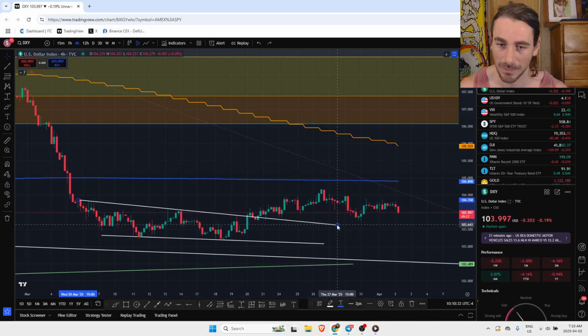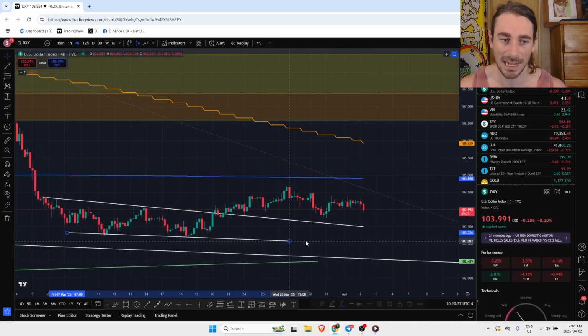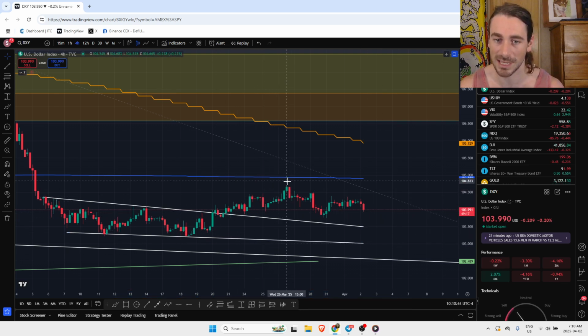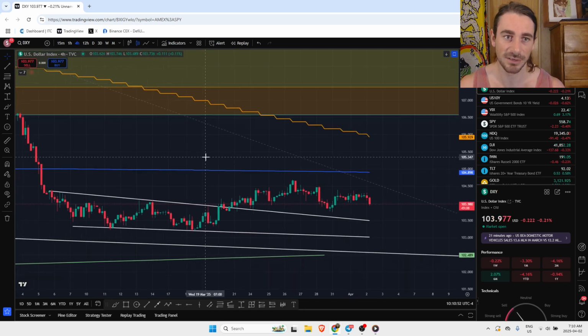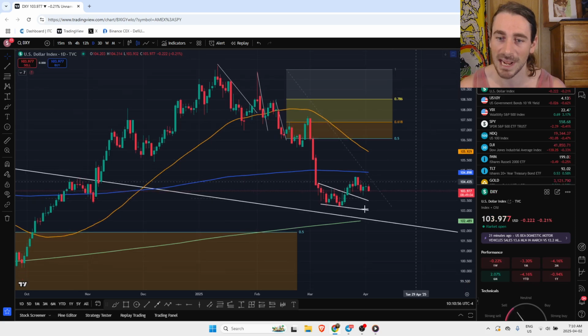As I've said before, we need the dollar to be in a downtrend. So we did break out of this bearish wedge, but we can see we were in uptrend structure up to here, and then this is where we lost it. Bearish engulfing candle, downwards price action, another bearish engulfing candle, and we've just been consolidating since. So the dollar really is just in this no man's land again for now.